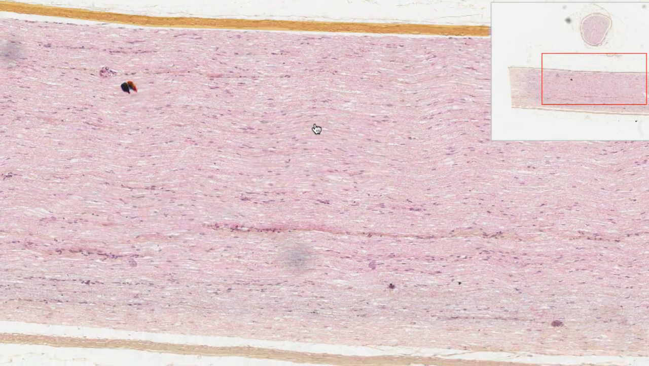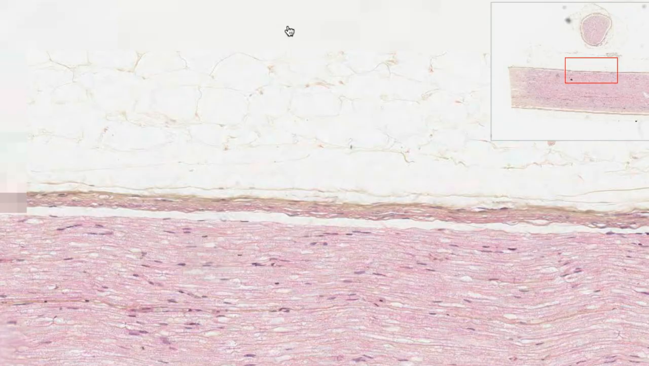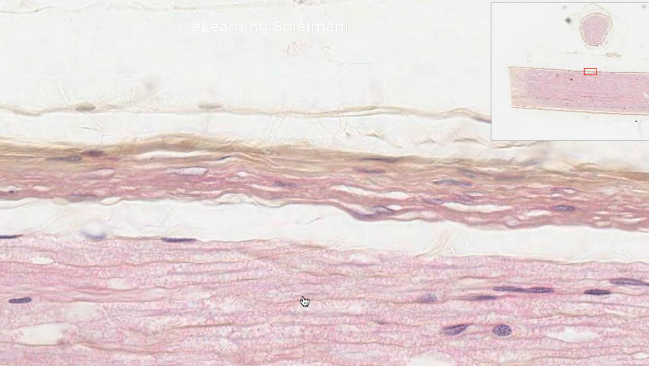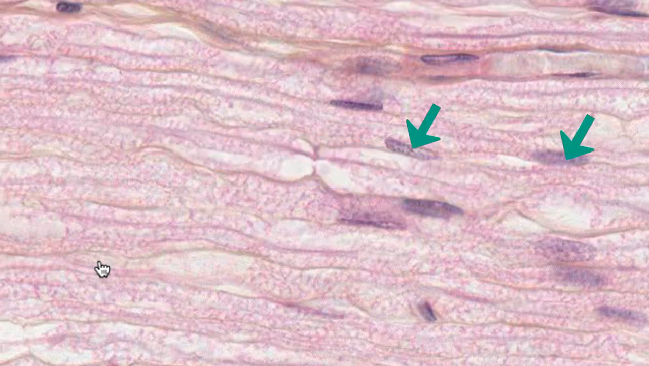Each peripheral nerve is surrounded by connective tissue called the epineurium. Within the nerve, individual nerve fibers or axons are present, surrounded by myelin sheaths made of lipoprotein produced by Schwann cells. Here we see Schwann cell nuclei that are oval-shaped and bright. Fibroblast cells with condensed nuclei can also be seen in the endoneurium.